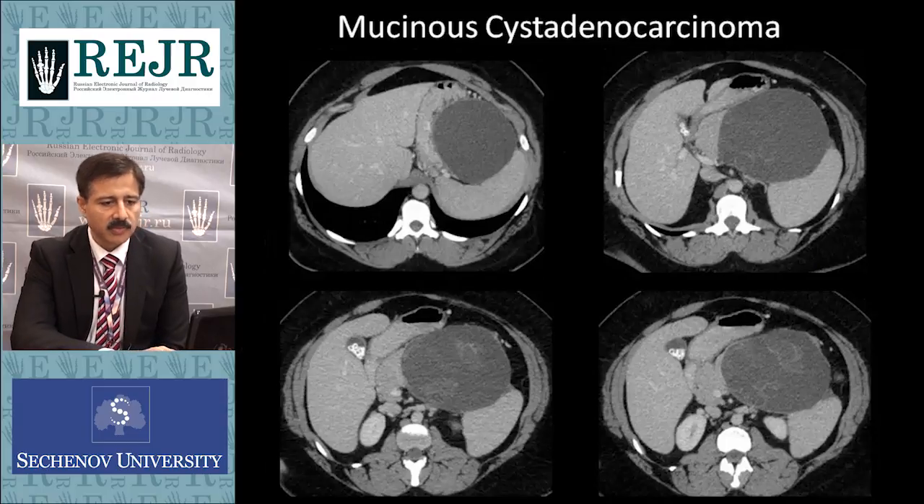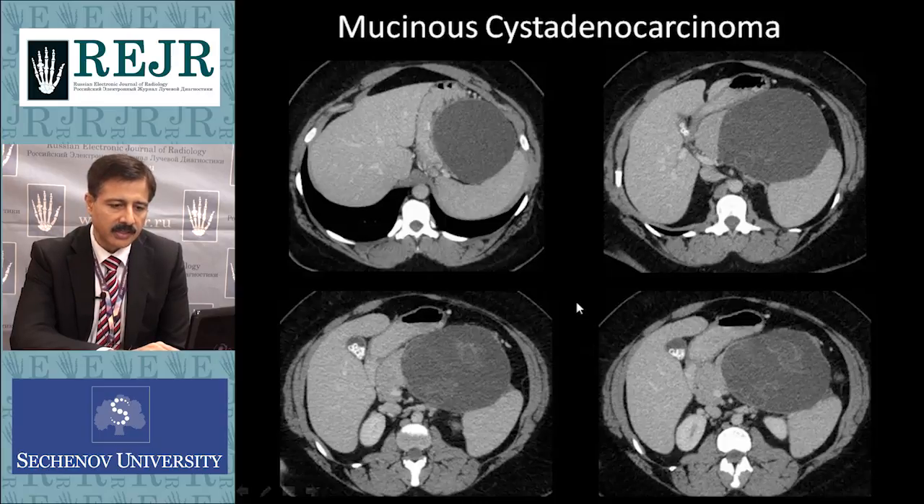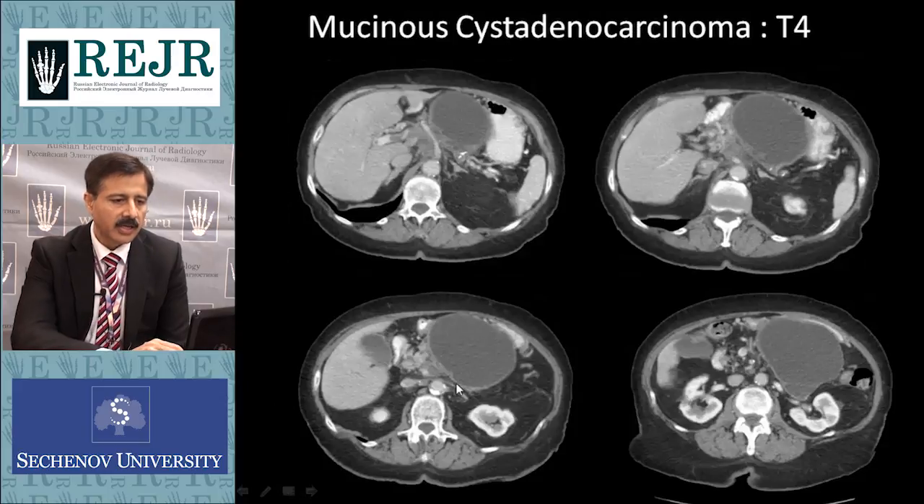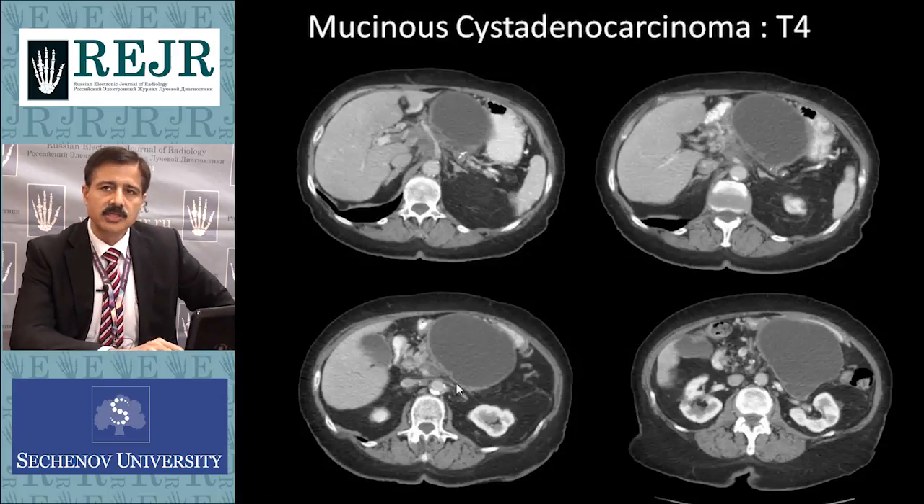So this is an example of a mucinous cystadenocarcinoma, and in this case you can see that there are multiple cysts. Some of them are enhancing, and there is a bit of mural thickening and nodules inside the lesion. Another case of mucinous cystadenocarcinoma.